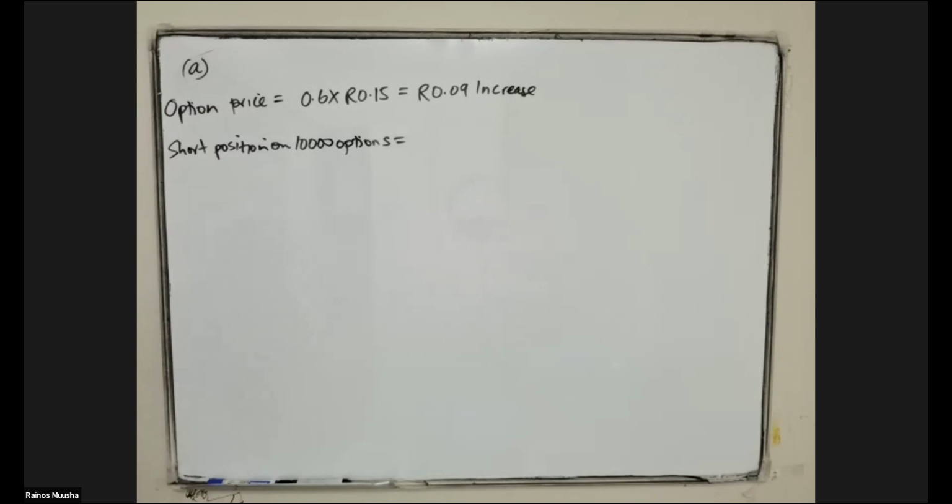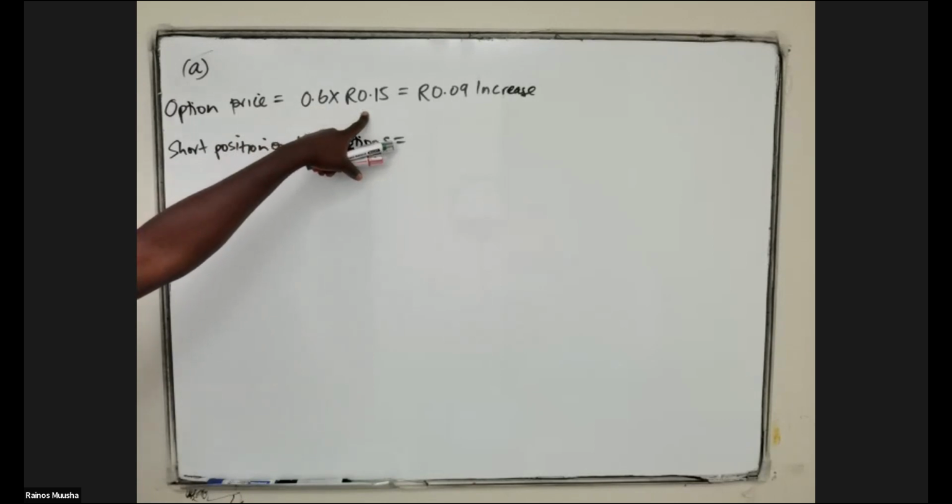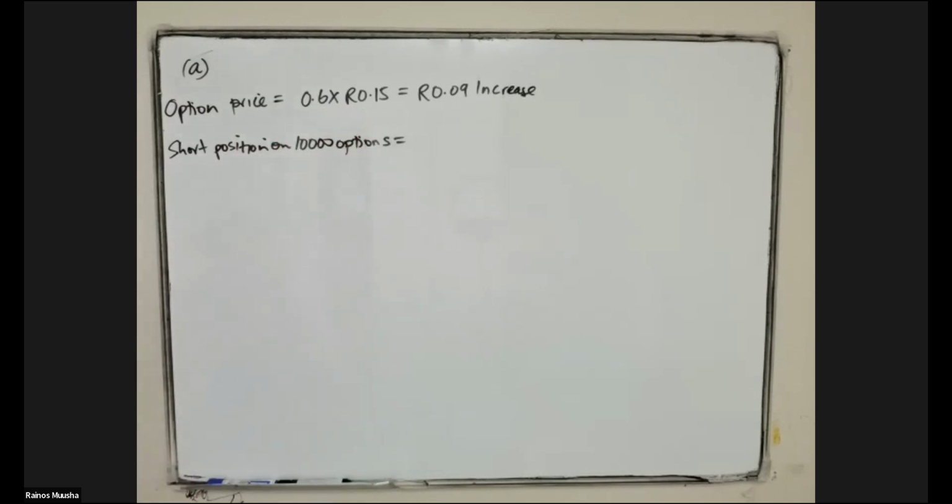Are we on the same page? The 0.6 here is the delta. If you check the question, they say the delta of a single option is given as 0.6, and the price moved by 0.15 rand. So you are expecting the option price to increase by 0.09. Are we together then? All right.